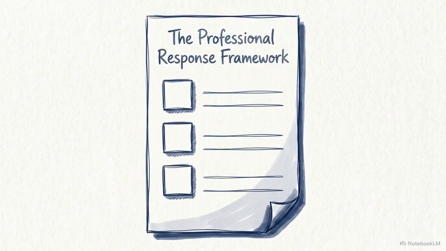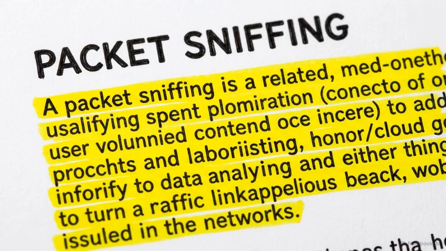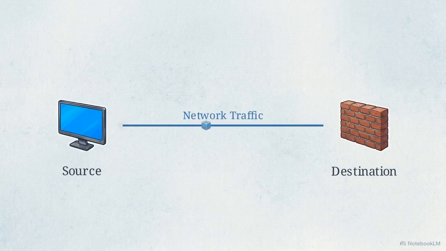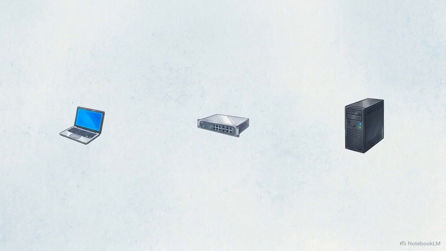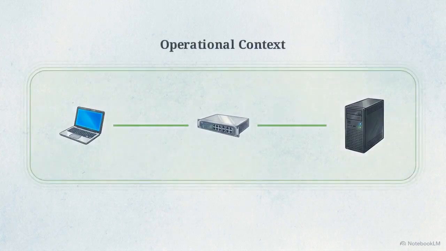To demonstrate that experience, you can structure every answer using a specific framework: definition, example, and use case. First, the definition. This is a concise technical statement that identifies exactly what the technology is. Second is the example. This is where you describe a practical scenario of the technology actively managing traffic. Finally, the use case. You close the loop by explaining the business value, the specific reason an enterprise needs to deploy this feature. Using these 3 steps together shows that you understand both the technical mechanics and the operational context.